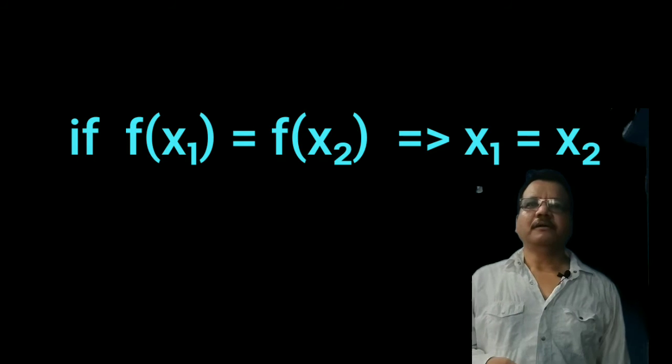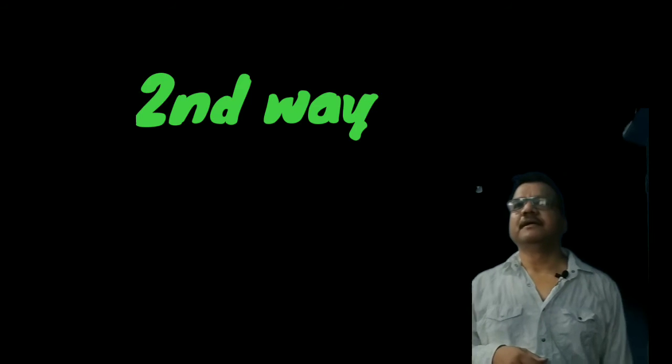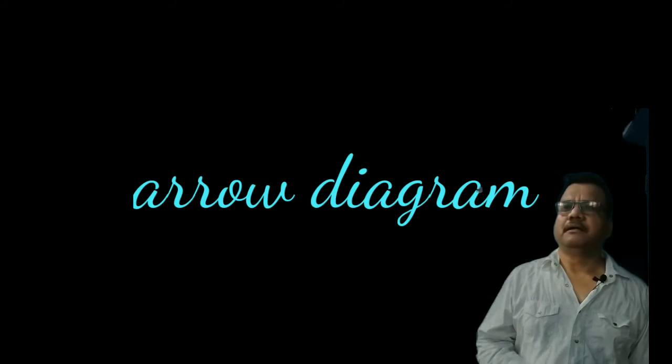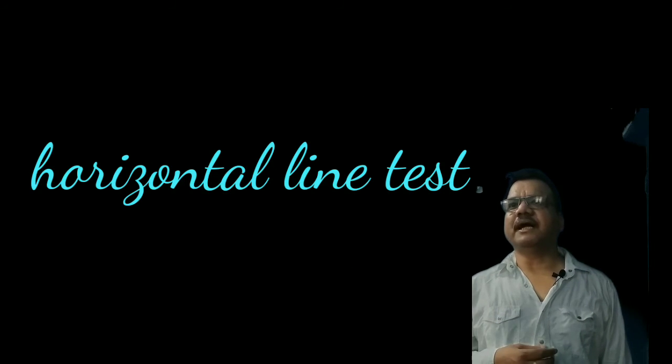Today we will discuss how to check the injectivity of a function. For that we will be discussing three ways. The first way is by definition, which says if f of x1 equal to f of x2 implies x1 equal to x2. The second way is pictorially, where we will use an arrow diagram. And the third way is the horizontal line test.